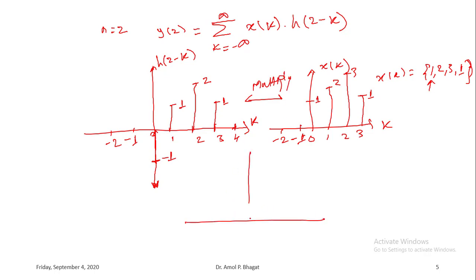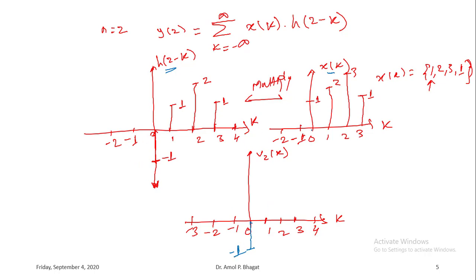The product sequence will be denoted as v2 of k now. That is, this is nothing but the product of x of k and h of 2 minus k, and 0 1 2 3 4, similarly minus 1, minus 2, minus 3, right? Again I will be multiplying these two sequences, that is x of k and h of 2 minus k, right? So at origin the value is 1, at origin it is minus 1, so 1 multiplied by minus 1 will be minus 1.